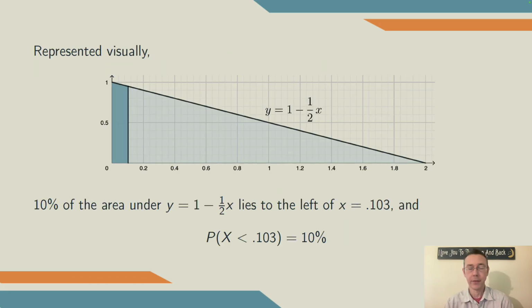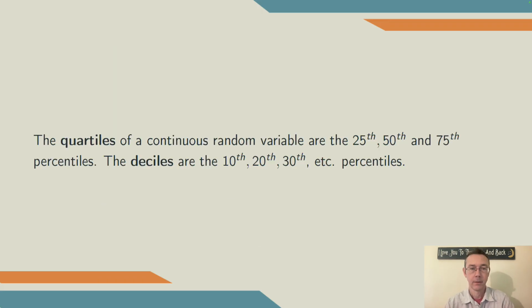Here's a picture for that. We have the probability density function on its support. And of course, the total shaded area under the entire probability density function is 1. So what we're saying here is that the darkly shaded area is exactly 10% of this total area. The area to the left of that 10th percentile, 0.103.